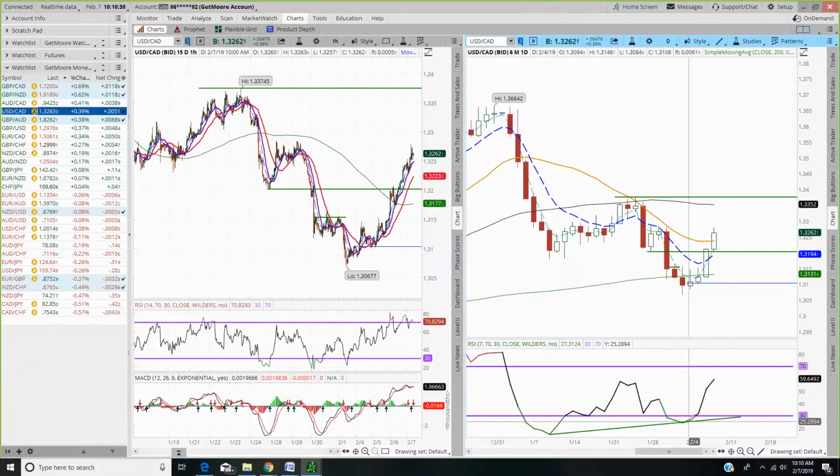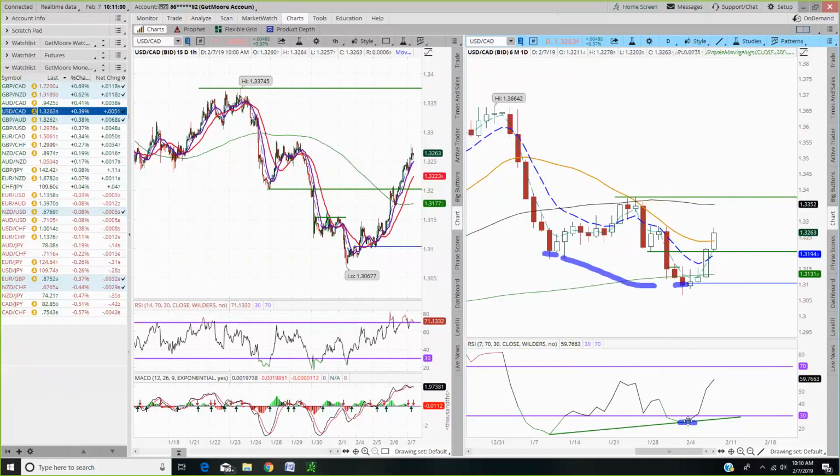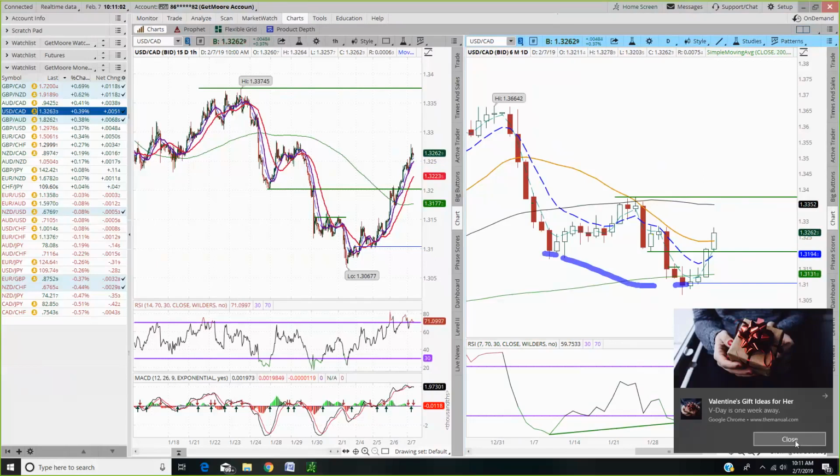So what do you think I did? When I see this and this, what's my next move? This is the daily chart. What's my next move? When I see this, and I see this down here, what's my next move? It ain't no buy stop.